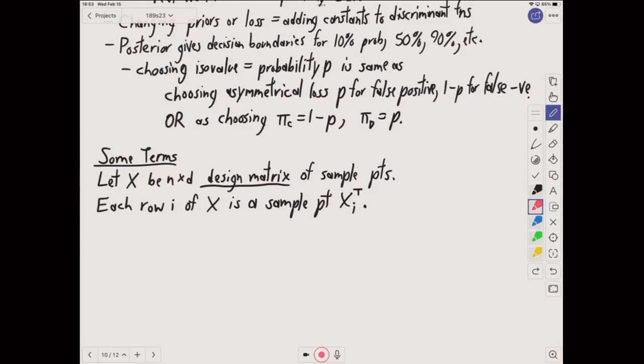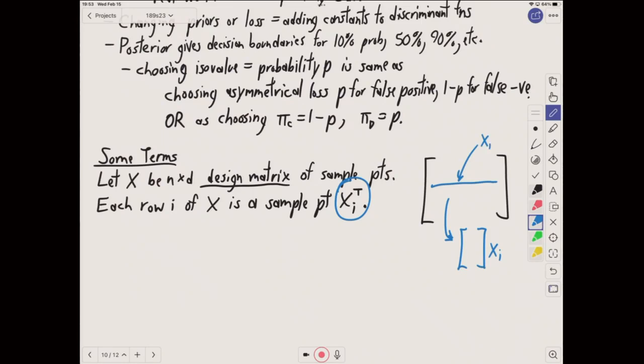Also, I want to point out that in our matrix, each sample point is going to be a row of the matrix, but when we pull it out to use it separately, we usually want it to be a column vector, and that is why I'm writing xi transpose here. xi is the column vector that I care about, but xi transpose is the row of the matrix when it's still in the design matrix.